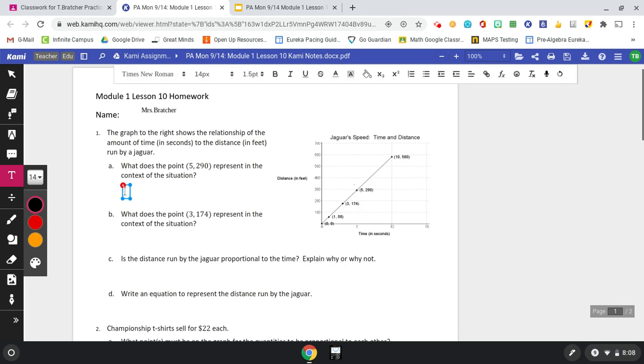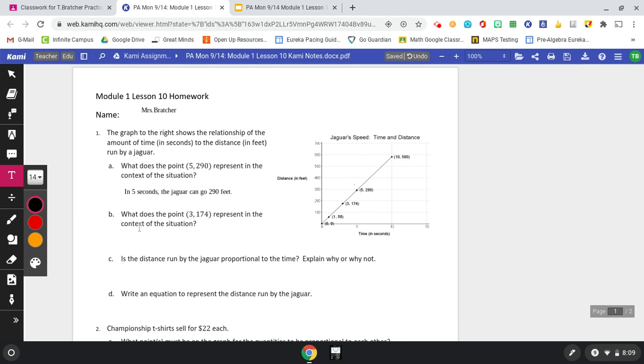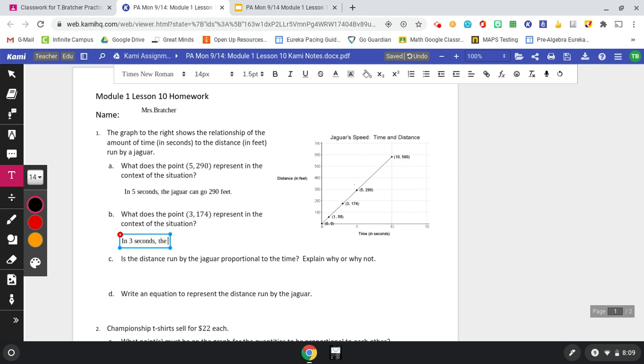So basically what this is saying is in 5 seconds, and we're talking about a Jaguar, the Jaguar can go 290, and it's in feet. So same thing for B. What does the point 3, 174 mean? So instead of 5 seconds, in 3 seconds, the Jaguar can go 174 feet.